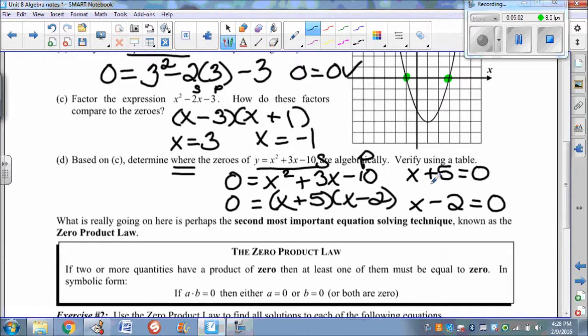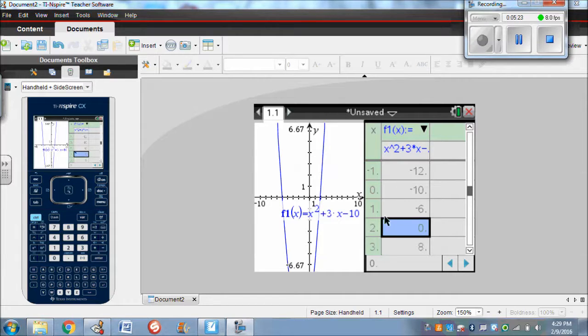Take this little equation here, and we'd subtract 5 from both sides, and we get x is equal to negative 5. Take this little equation here and add 2 to both sides, and we get x is 2. So it says verify this using a table. So I'm going to pause, type this into your graphing calculator, and look at the table, and we'll come right back. Okay, so here's the table to this.